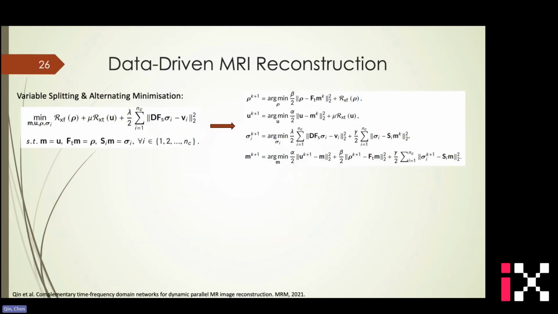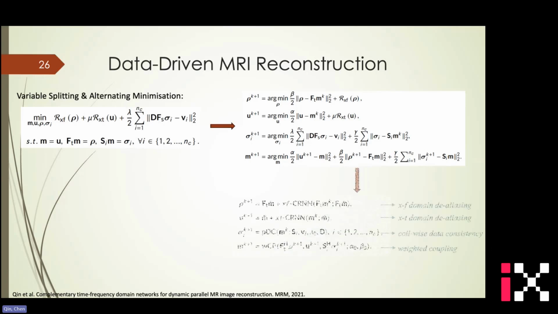And we want to apply these approaches in more clinically applicable scenarios with this parallel imaging. Yeah. So we got a similar idea of how to model these. Again, we use variable splitting and alternating minimization. If you see here, we introduced some auxiliary variables such as U, rho, and sigma i here that allow us to decouple this regularization term from the data consistency term. And then we can split them into different sub-equations, which allows us to update each of these variables in an alternating fashion and also iteratively.